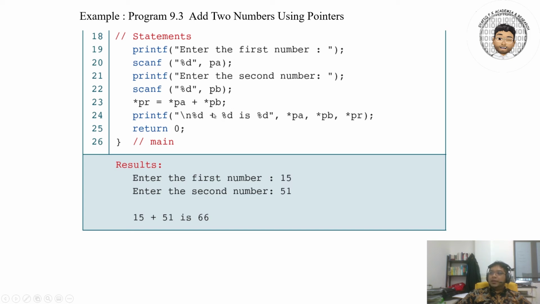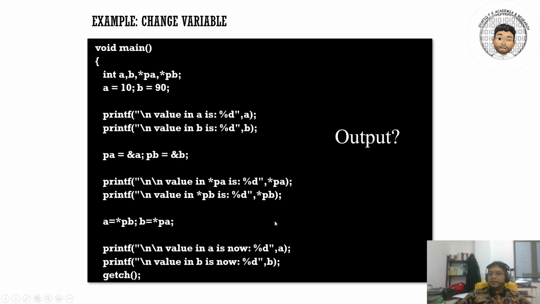Here you see that the value of pr equals the value pointed by pa plus the value pointed by pb. When you get the addition, you can display the result here. So here the first number is 15 and the second number is 51, and the answer is 66.